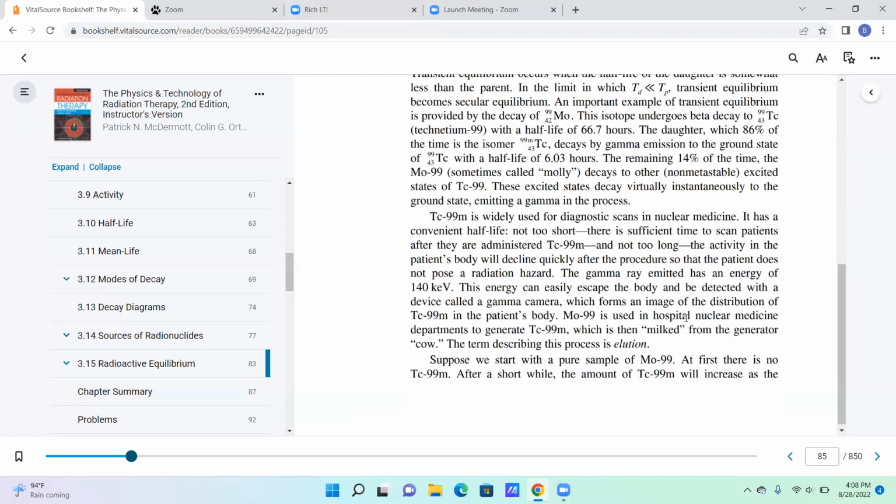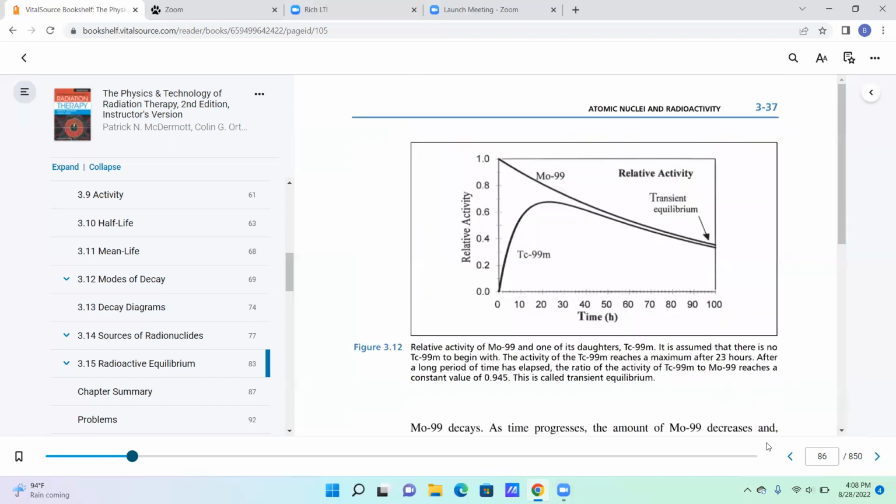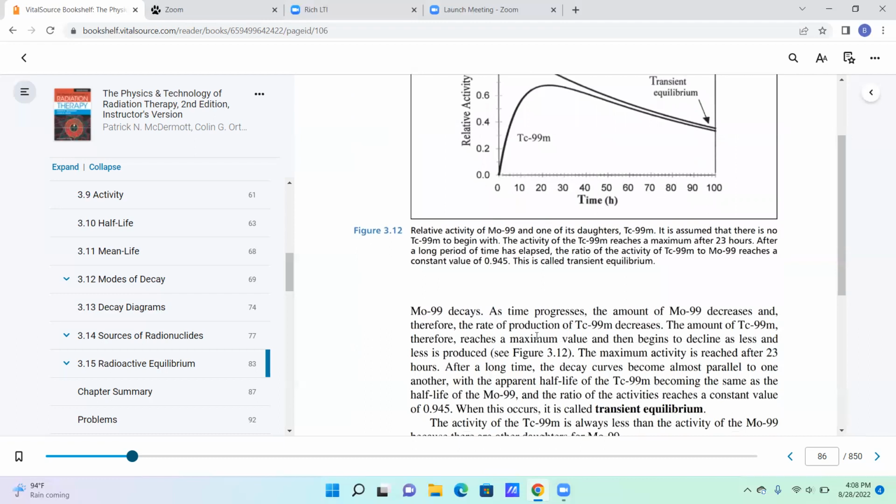The molybdenum is used in hospital nuclear medicine departments to generate technetium, which is then milked from the generator cow. That process is called elution. So let's say you start with a pure sample of moly. At first, there is no technetium. After a short while, the technetium will increase as the molybdenum decays. As time progresses, the amount of molybdenum decreases, and therefore the rate of production of metastable technetium decreases. The amount therefore reaches a maximum value and then begins to decline.